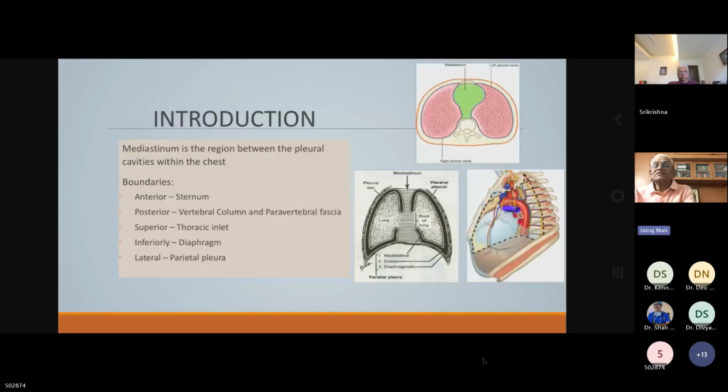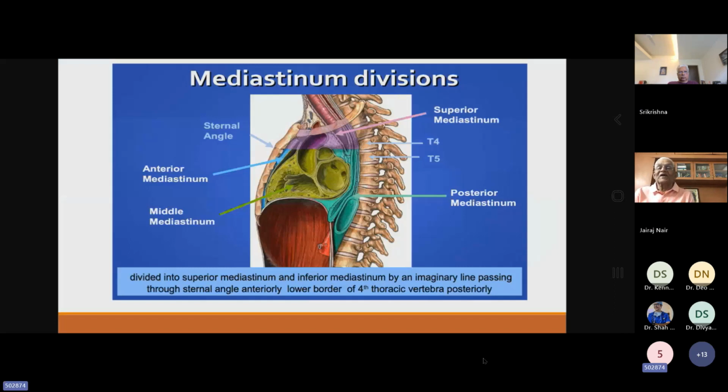Mediastinum divisions. According to the 4-compartment model, the mediastinum is divided into the superior and the inferior compartment. The inferior is divided into anterior, middle, and the posterior mediastinum.